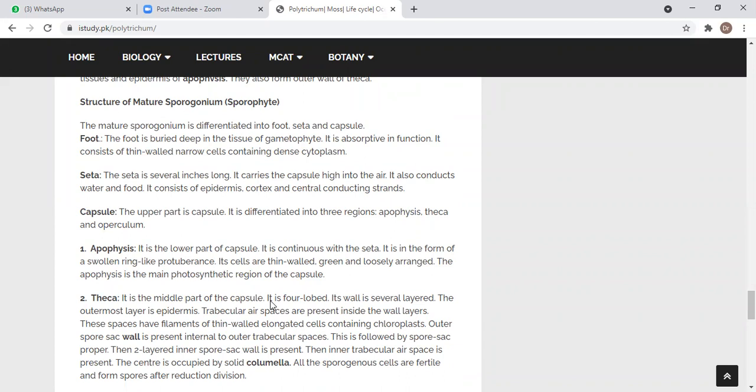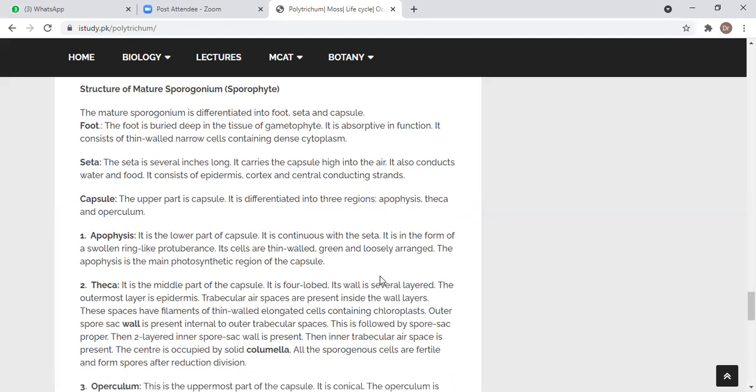When we observe the plant body also, the capsule can be seen very clearly. It is macroscopic; we can see it with our naked eye. The capsule region is the uppermost or third region, which is divided again into three parts: the basal apophysis, the central theca region, and the upper operculum or the lid. These are the three main important parts of the capsule region.